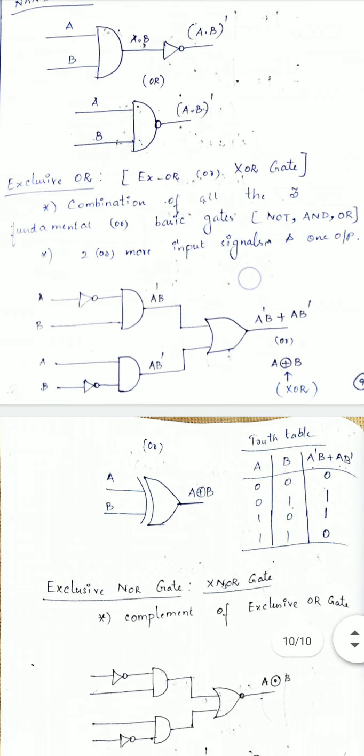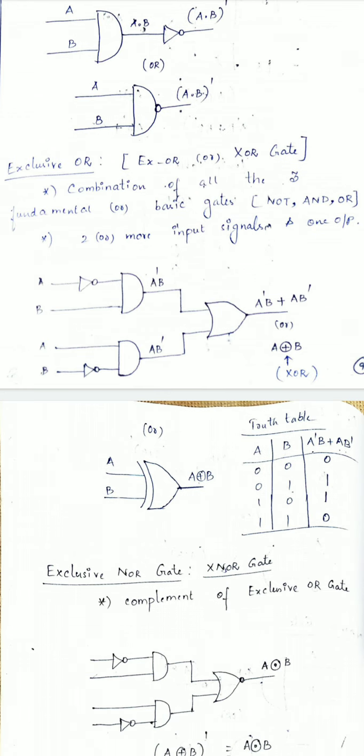Exclusive OR. So exclusive OR, I have said already, you have to use all the 3 basic gates. See here the expression is A dash B plus A B dash. So how will you implement this logic? A dash. So for implementing A dash we need NOT gate. A dash into B. So for this we need AND gate. And these 2 terms should be added. So for this we need an OR gate. This is what is called as exclusive OR.